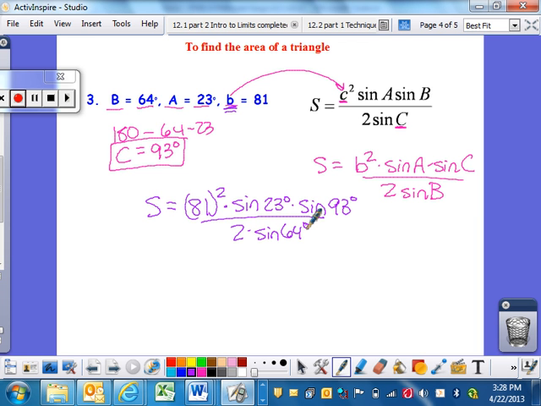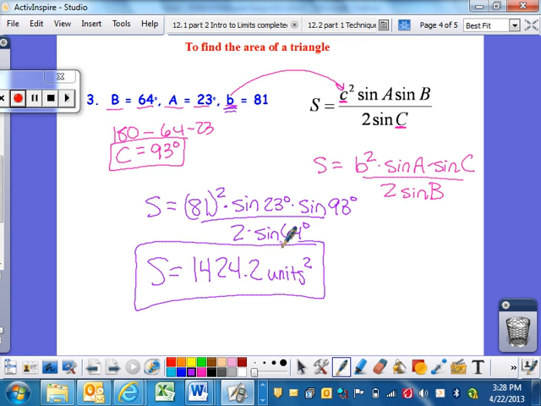And if you do all that math, once again, do the top first, hit the equal sign, then divide by 2 times sine 64, you end up getting 1424.2 units squared. And that would be your final answer. So once again, it's all hinged upon what's given to you and then how we're going to go about doing that. So that's basically that section in a nutshell right there.